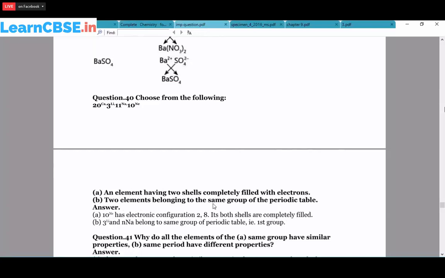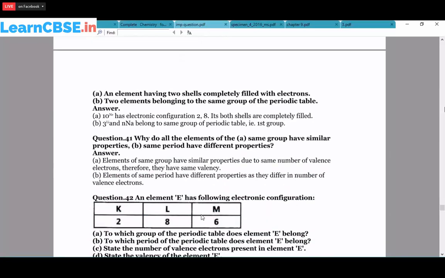The two elements belonging to the same group of the periodic table. So the same group indicates the same number of valence electrons in the outermost shell. So this one is lithium and sodium, because lithium is having the atomic number 3, so it's having 3 electrons. 2, 1 is the electronic configuration. For sodium it is 2, 8, 1. So these two atoms are having one electron in the outermost shell. So both are in the same group of the periodic table, the first group.